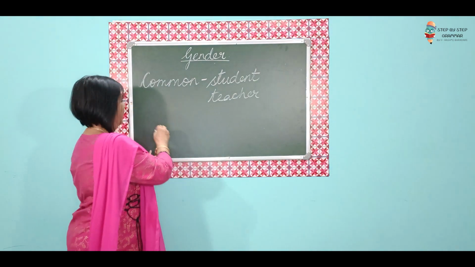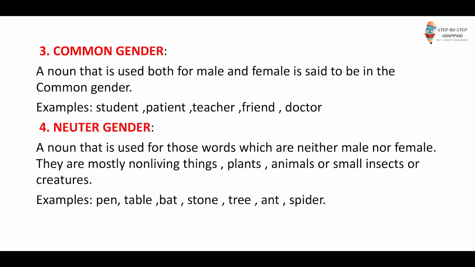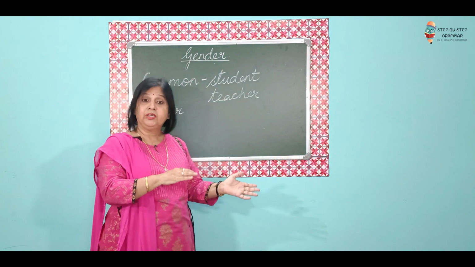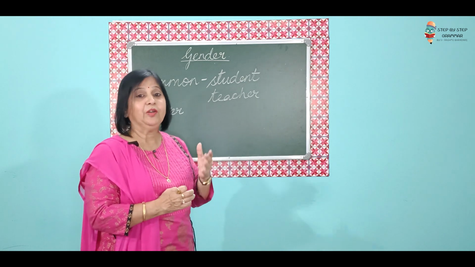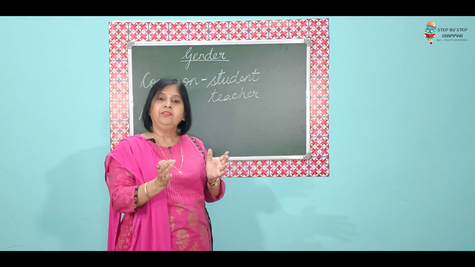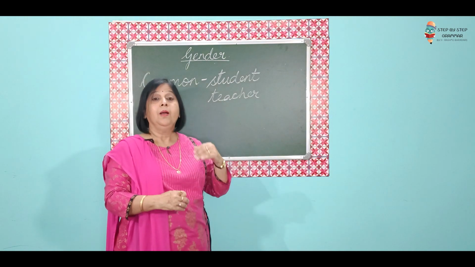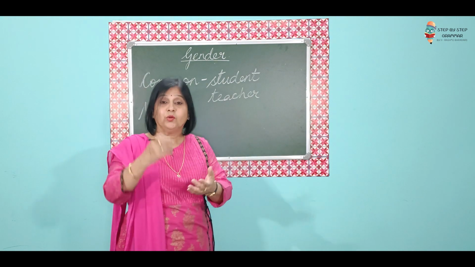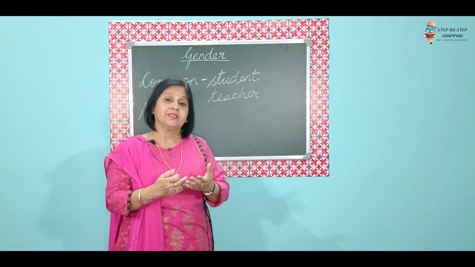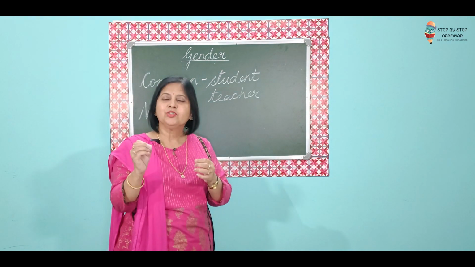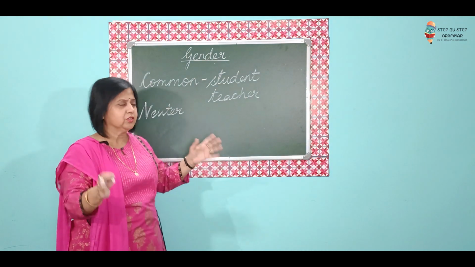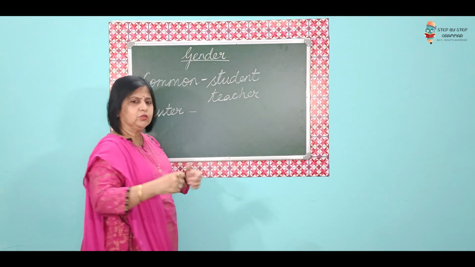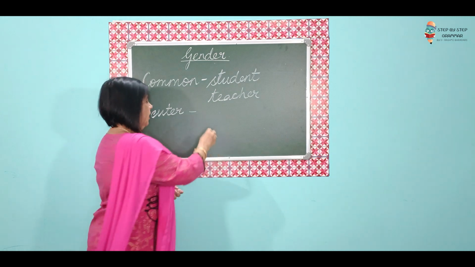And the fourth type of gender is what we call the neuter gender. Neuter gender means it is neither masculine nor feminine. And mostly we use the neuter gender for non-living things. Non-living things are all categorized as neuter gender. In addition, neuter gender is also used for certain animals, small insects or smaller creatures. For example, all non-living things: it could be a book, my pen, a table.